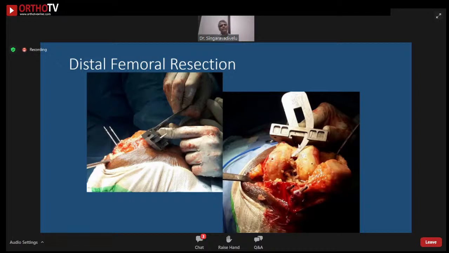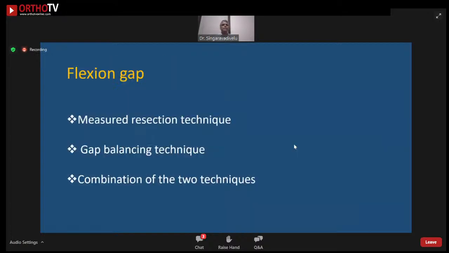And if there is any flexion deformity, you can take 2 millimeters more, so that you just cut the intercondylar area along with these two condyles, so that you make sure. Once you have made sure, then take it. Once you have finished the distal cut, the flexion comes. I'm not going to talk in detail about measured resection and gap balancing, which the subsequent speaker is going to.